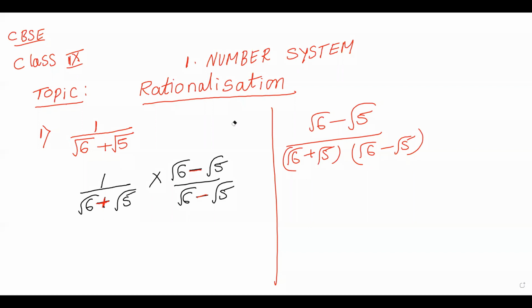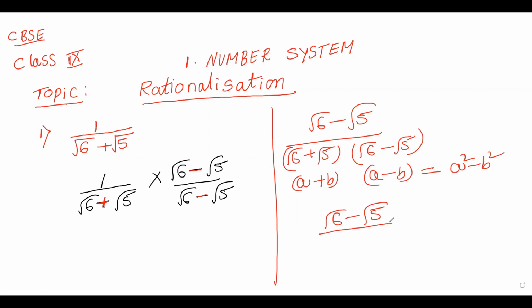Now the denominator is in the form of a plus b into a minus b. So the formula is a square minus b square. So write down root 6 minus root 5. Now the denominator can be written in the form a square minus b square. What is a value? A value is root 6, so a square. B value is root 5, b square. A square minus b square.